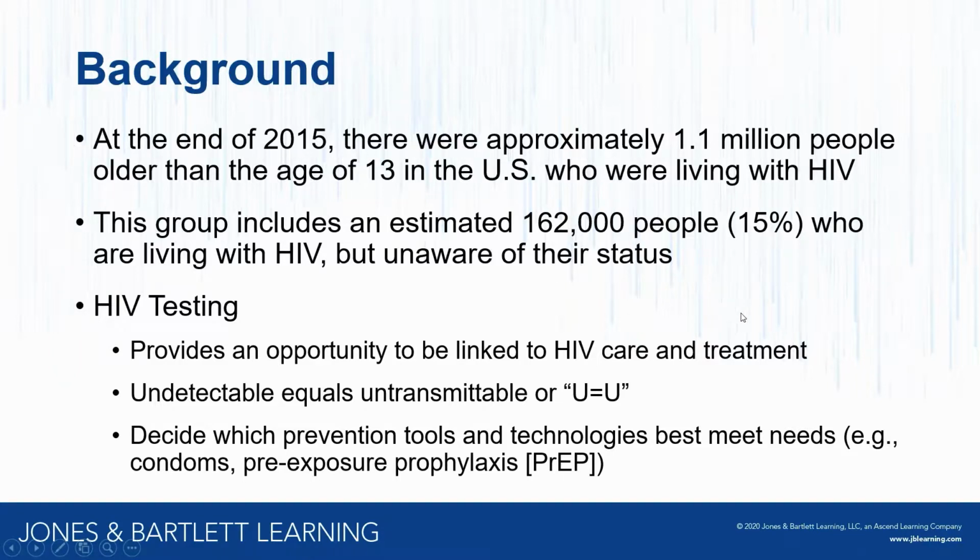treatment. It facilitates this concept of U equals U, or undetectable equals untransmittable, which means that someone who's taking their HIV medication as prescribed can achieve an undetectable viral load, very little to no virus in their blood, which means they can't sexually pass on the virus to other people. It also allows us to decide which prevention tools and technologies best meet the needs of our patients, including condoms or pre-exposure prophylaxis, which is the FDA-approved HIV prevention pill.